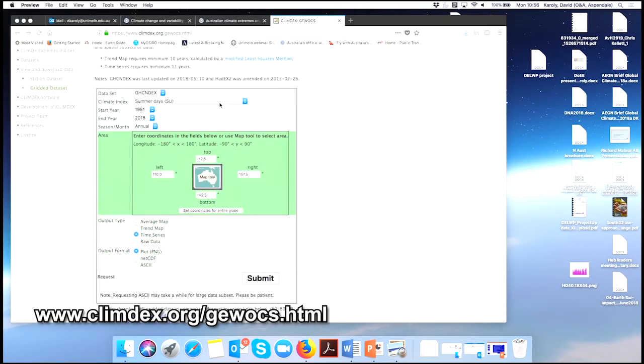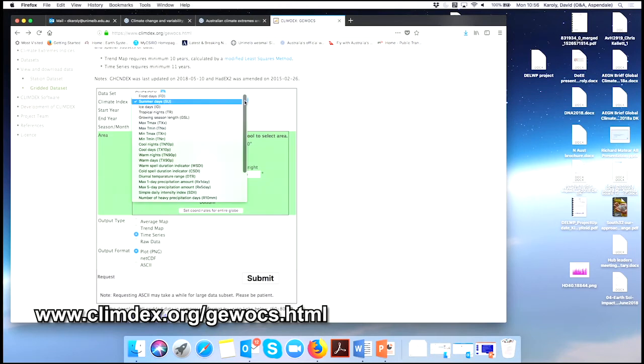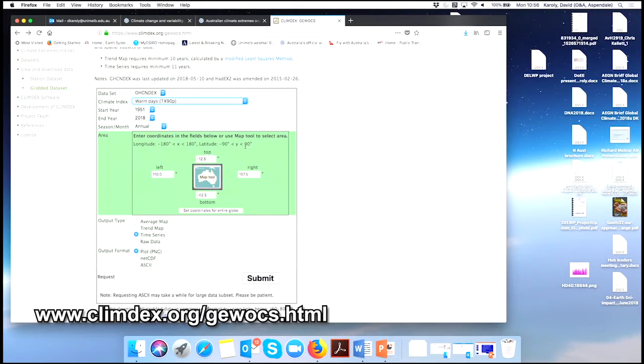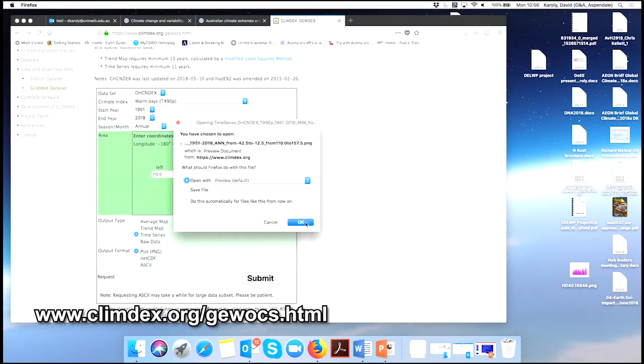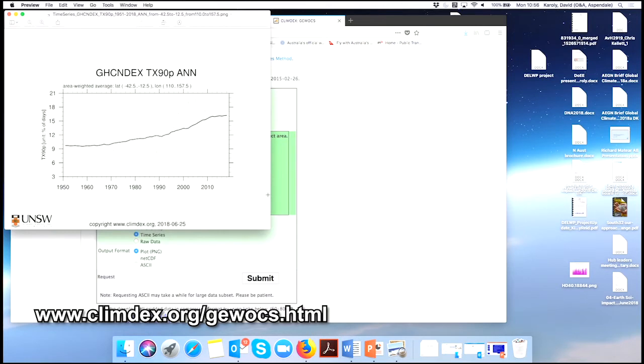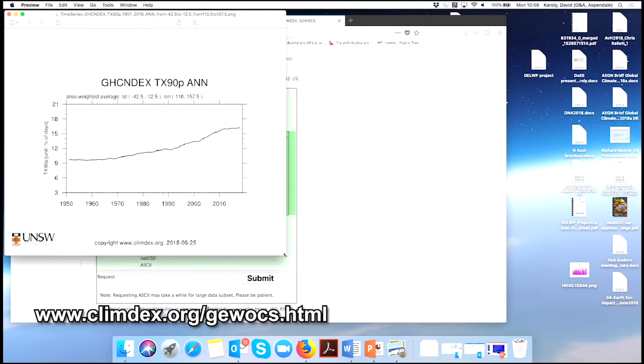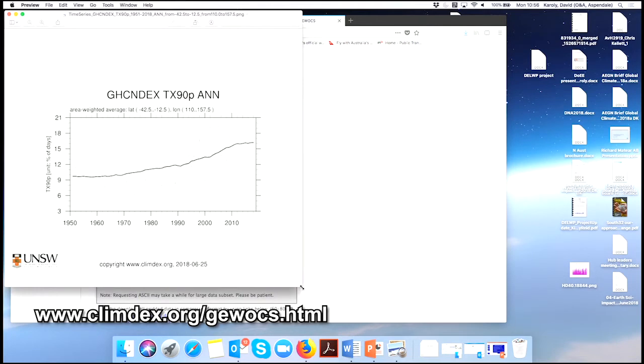Well, what about if we go to something more appropriate? So we'll go to warm days, TX90P. You can select a smaller region. You can choose Victoria or Eastern Australia or whatever else. But I'm going to choose warm days. Now remember, this is only for the period from 1950 onwards, the period of increasing trend, and it goes from 9 to about 16.